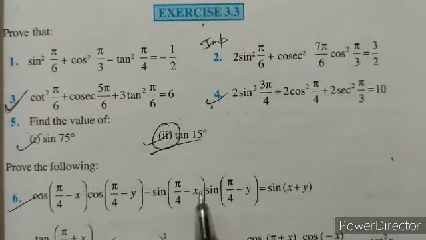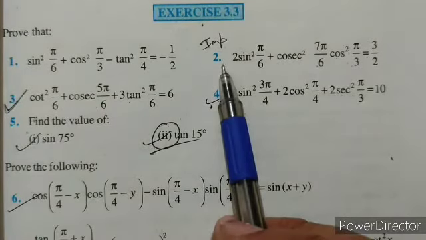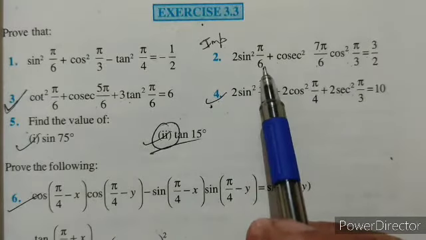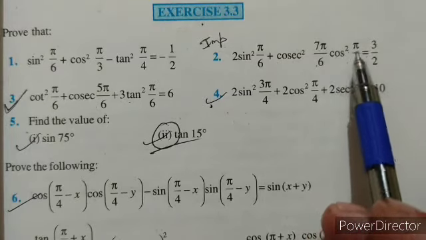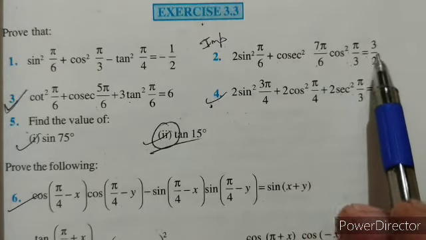Now come to exercise 3.3. In question number 2, we have to prove 2 sin square pi by 6 plus cosec square 7 pi by 6 into cos square pi by 3 equal to 3 by 2.